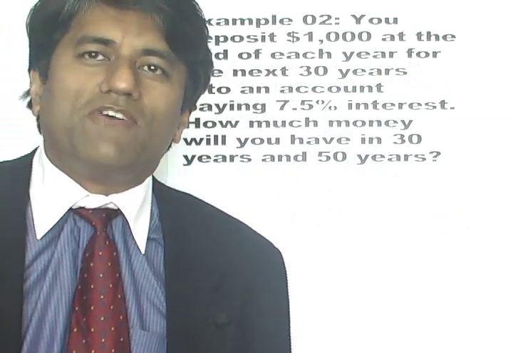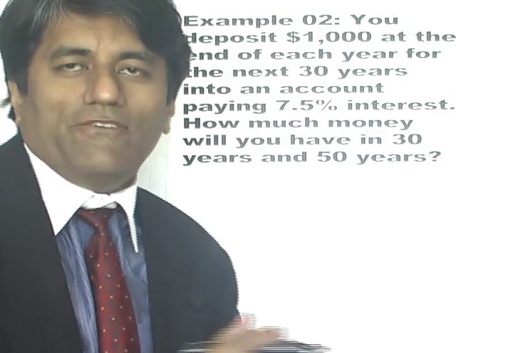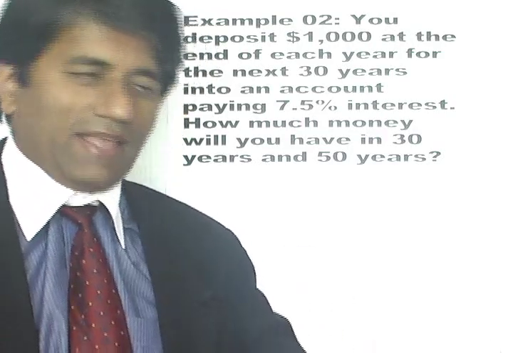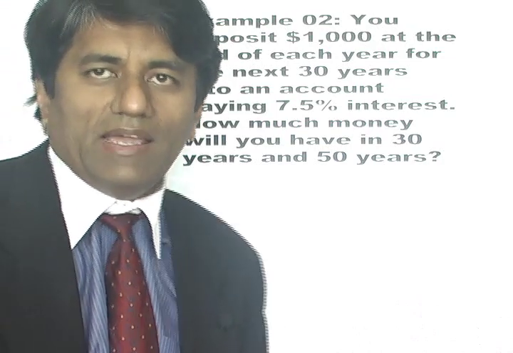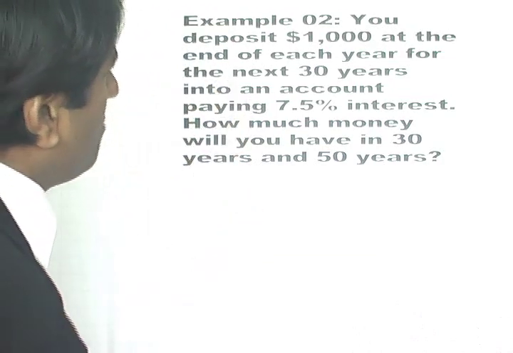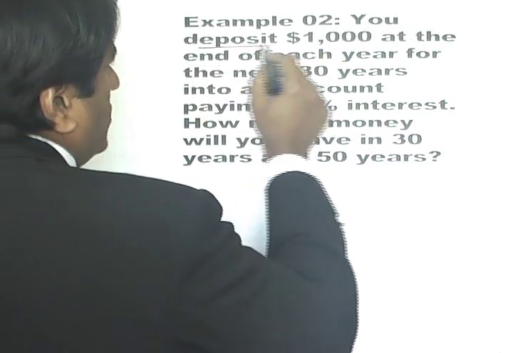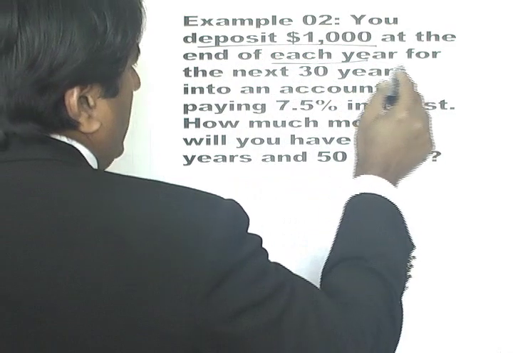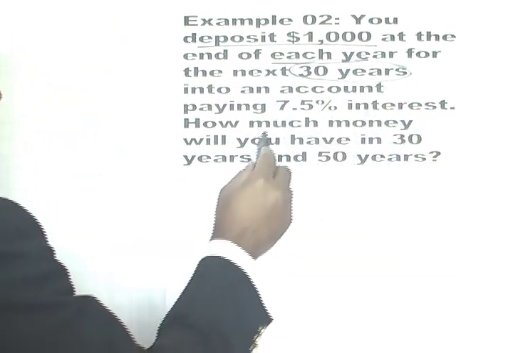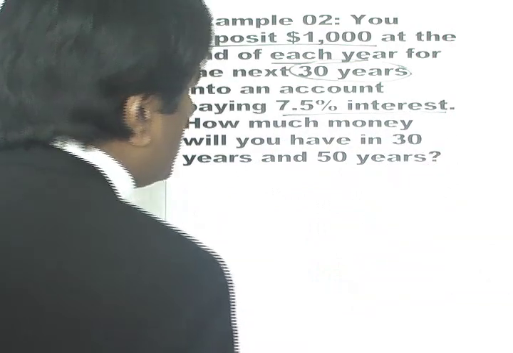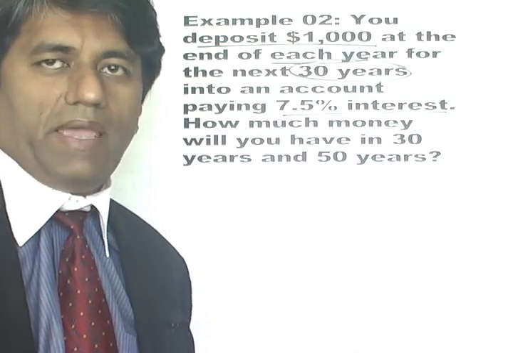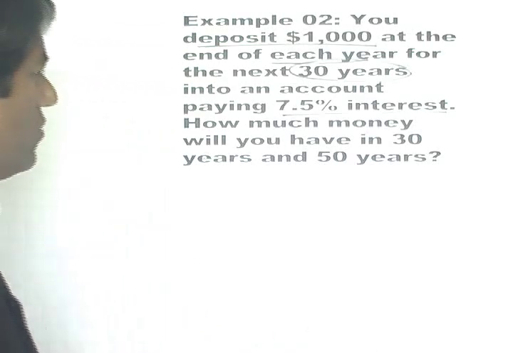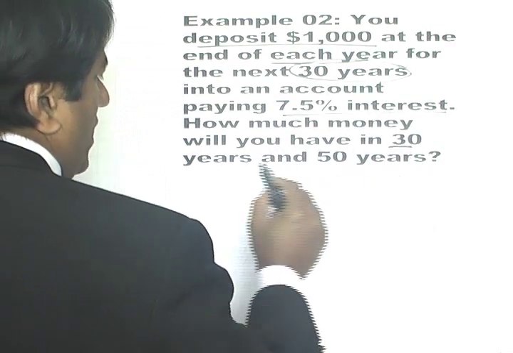Now we are going to have even more fun moving money across time. We'll start with another annuity, and then we'll move all the value to today, and then we'll move it forward. So we'll show that we can do a lot of things once we've understood time value of money. Here we have an example: you deposit $1,000 at the end of each year for 30 years, and the account pays 7.5% interest. Now, 7.5% is what the stock market is supposed to pay. And so the question is, how much money will you have at the end of 30 years and 50 years?